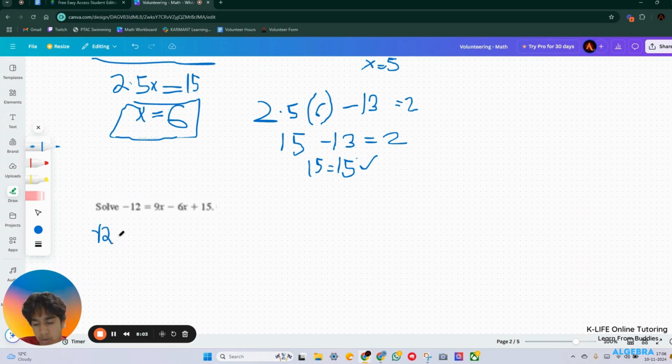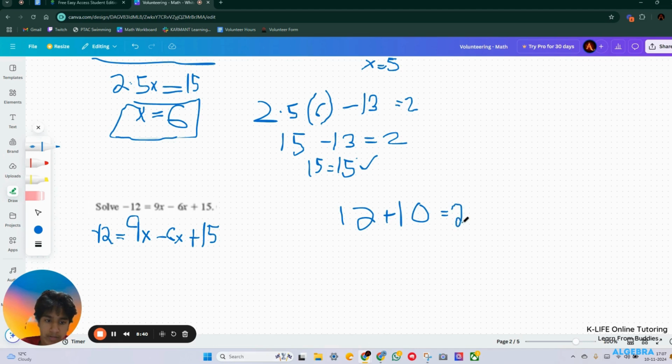So it says negative 12 equals 9x minus 6x plus 15. Looking at this, you might feel it's confusing because now you have two x's, right? But what does combining like terms mean? If you say 12 plus 10, that literally means combining like terms. I'm not even kidding. That literally just means combining like terms.